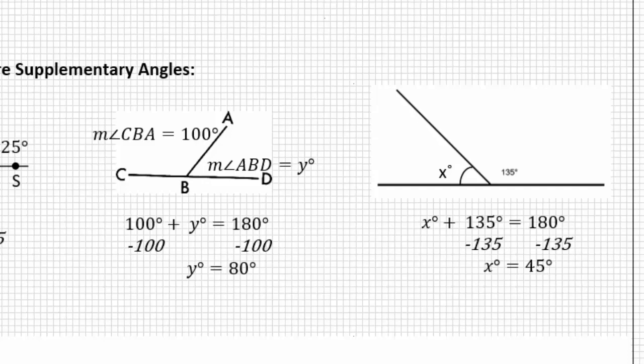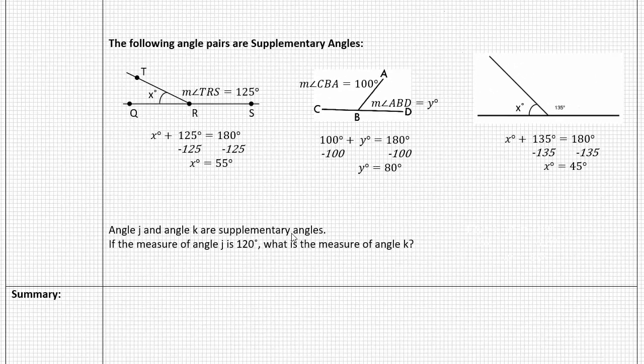Let's try our last problem. Angle J and angle K are supplementary angles. If the measure of angle J is 120 degrees, what is the measure of angle K? Go ahead and set that up, do your work, and let's see if we agree on this final problem.